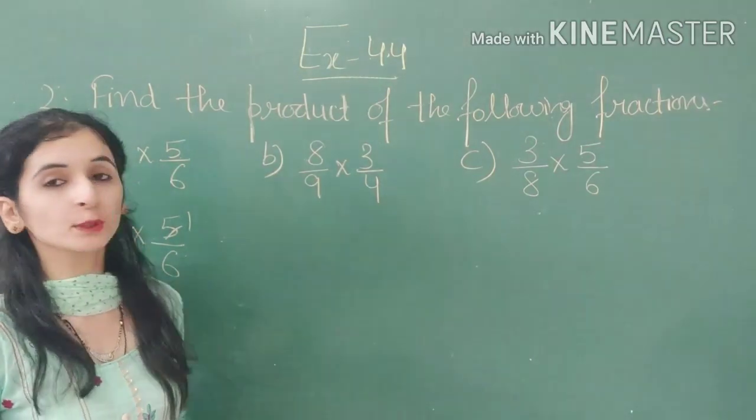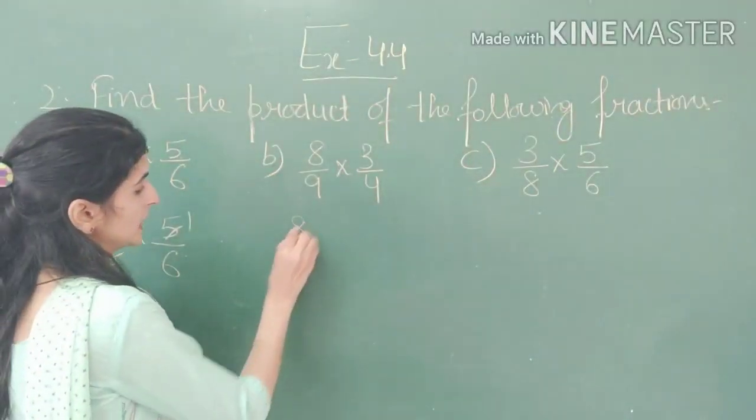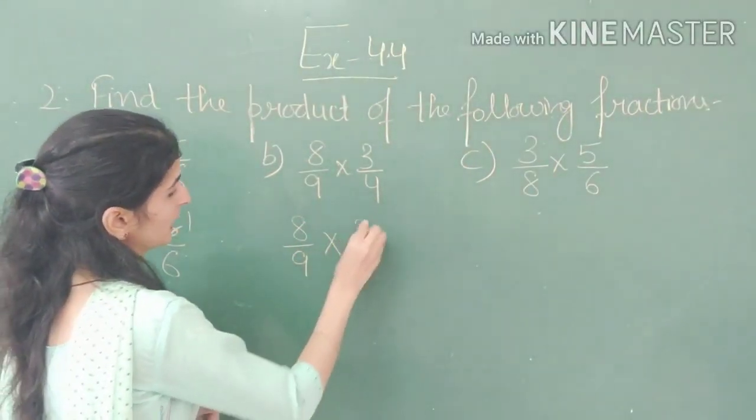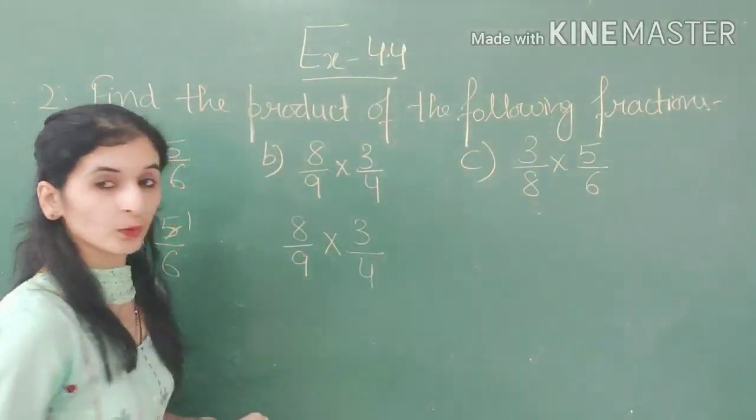Okay. Now let's come to B part. 8 by 9 multiplied by 3 by 4.